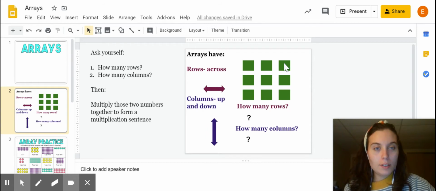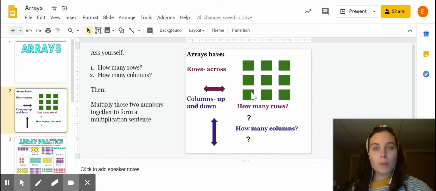These 9 green boxes, all of them together make up an array because in this array we have rows and we have columns. Rows go across, so they go right to left, and columns go up and down.